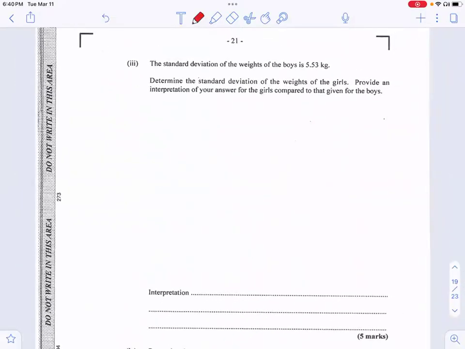The standard deviation of the weights of the boys. So the standard deviation of the boys is 5.53 kilograms. Determine the standard deviation of the weights of the girls. Provide an interpretation of your answer for the girls compared to the boys. So we have some working to do.